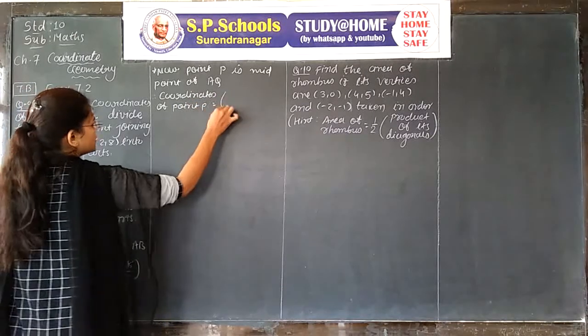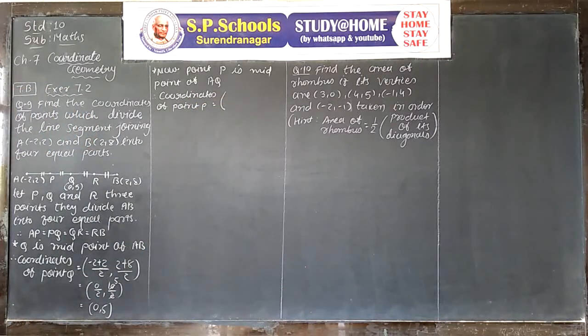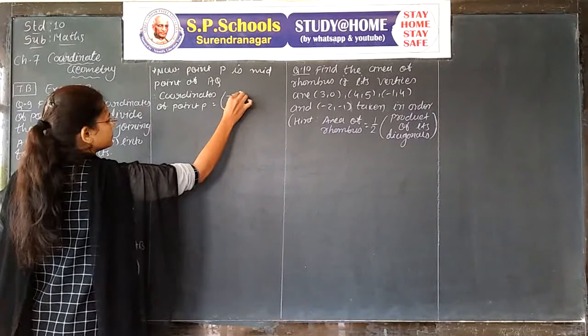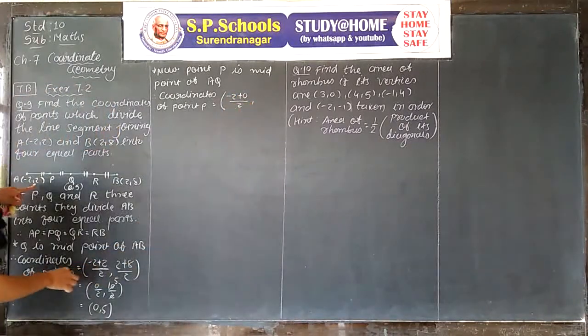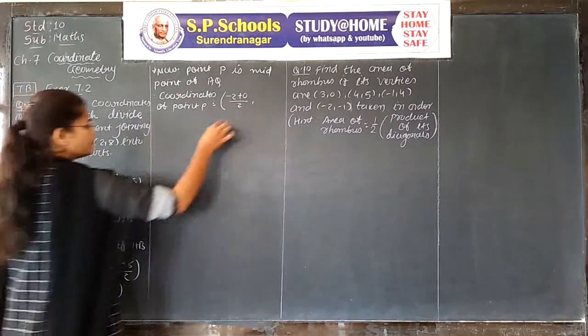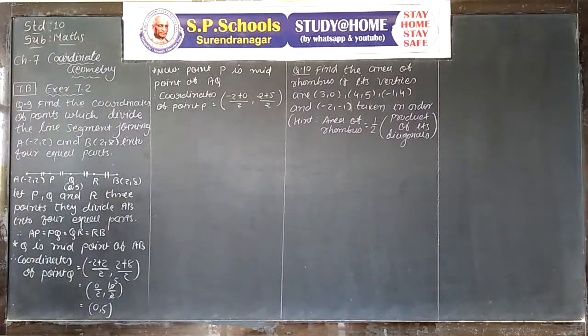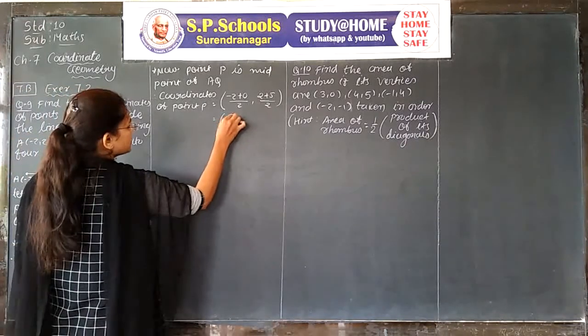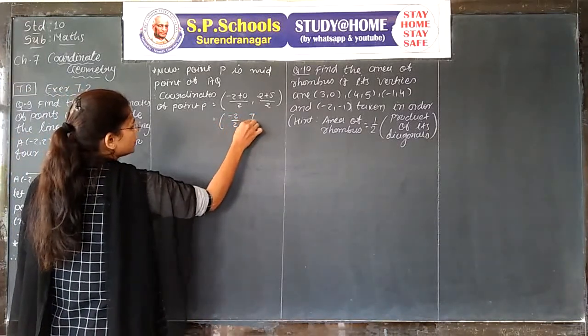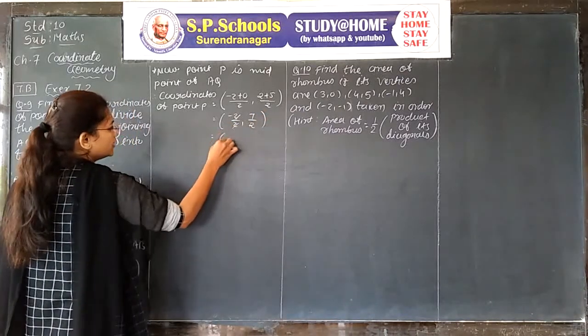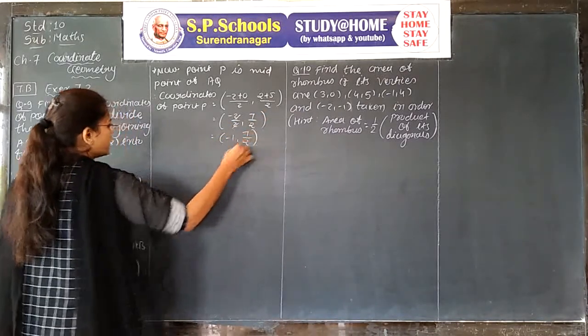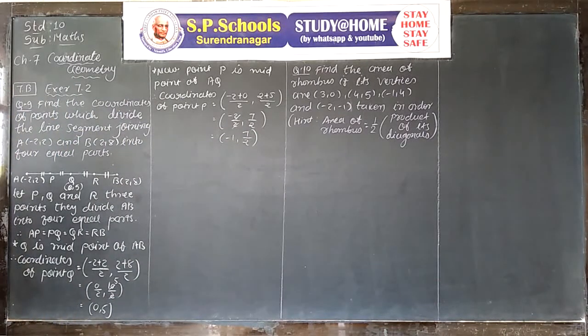the coordinates of point P: to find the coordinates of point P, we require the coordinates of A and Q. ((-2 + 0)/2, (2 + 5)/2). Minus 2 plus 0 is minus 2 upon 2, 2 plus 5 is 7 upon 2. 2 cancels and we get minus 1 and 7 upon 2. (-1, 7/2) are the coordinates of point P.